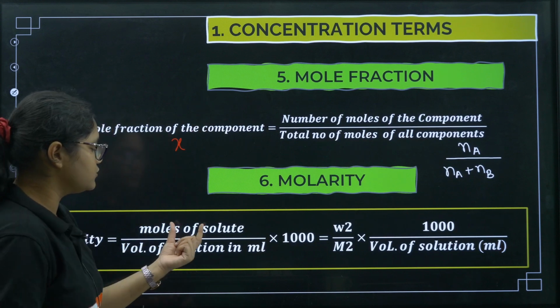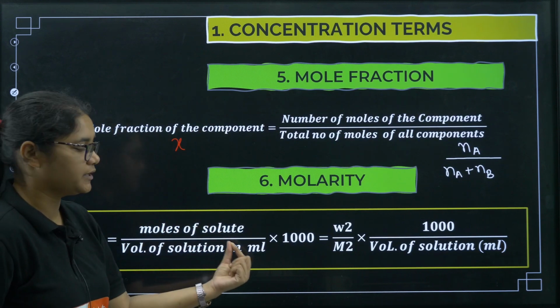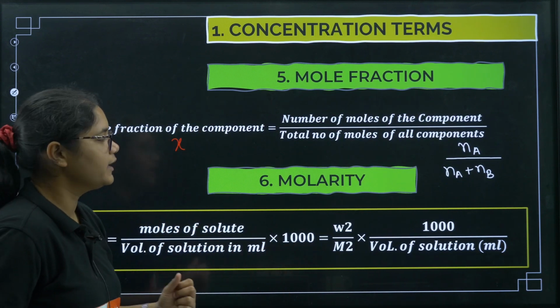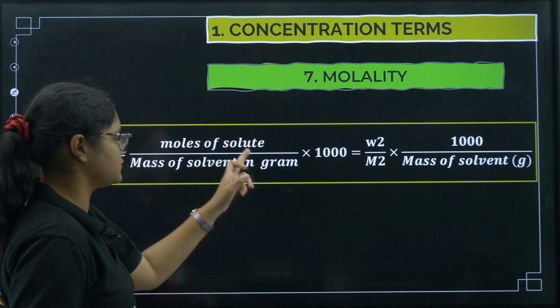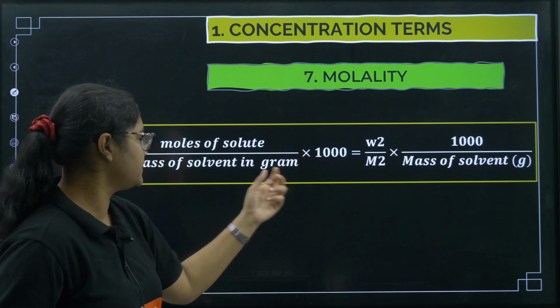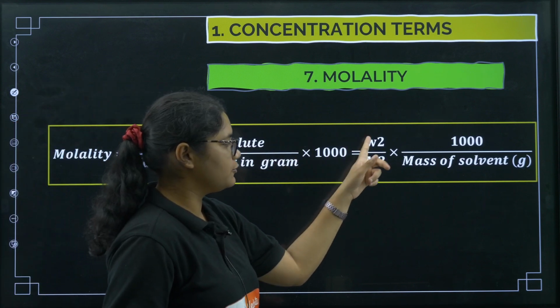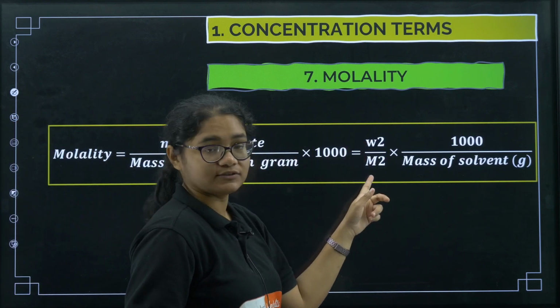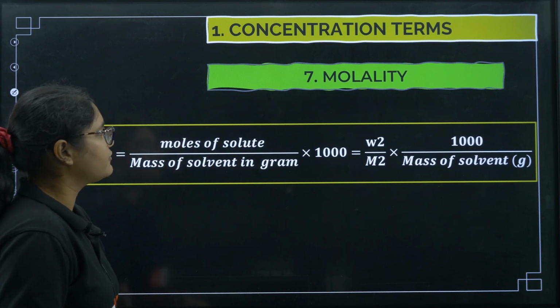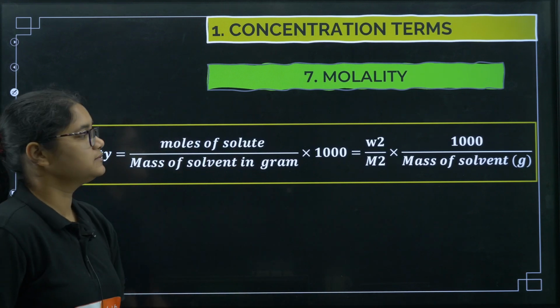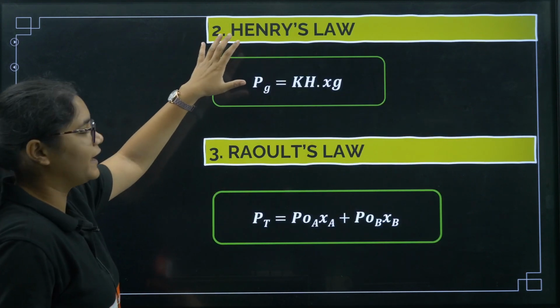Now coming to molarity. Molarity is moles of the solute by volume of the solution in ml into 1000. Similarly, molality is moles of the solute by mass of the solvent in gram into 1000. Moles are W2 by M2, which is the number of moles of the solute. After completing 7 concentration terms, the next formula is regarding Henry's law.